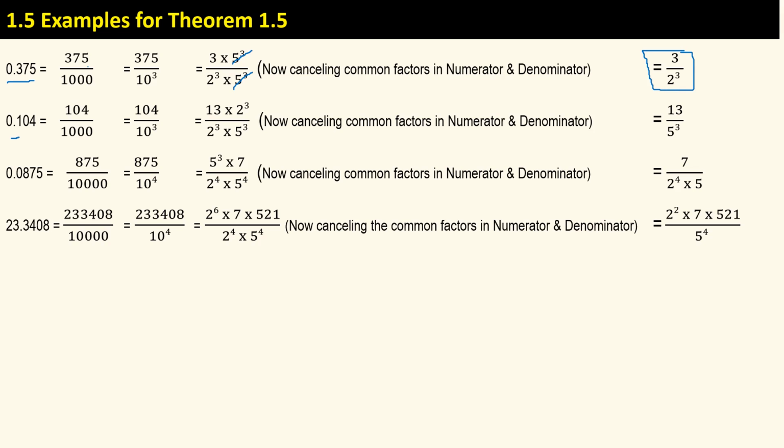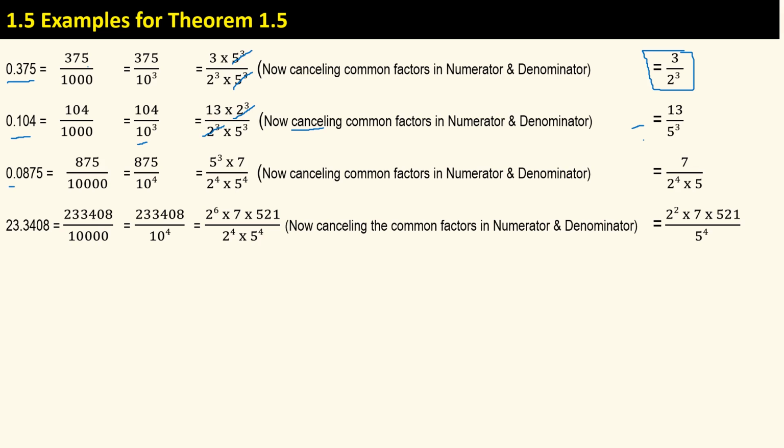Similarly, 0.104 is equal to 104 divided by 1000, which can be written as 13 multiplied by 2 raised to power 3 divided by 2 raised to power 3 multiplied by 5 raised to power 3. And now we cancel out the common factors. In this case, 2 raised to power 3 and 2 raised to power 3 go out, and we are left with 13 divided by 5 raised to power 3.